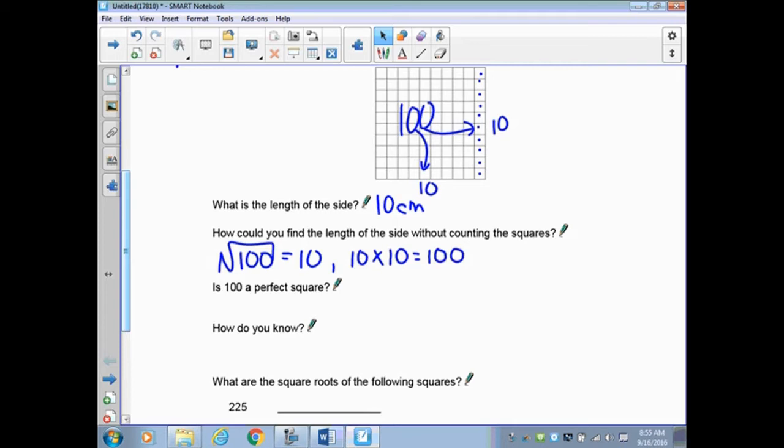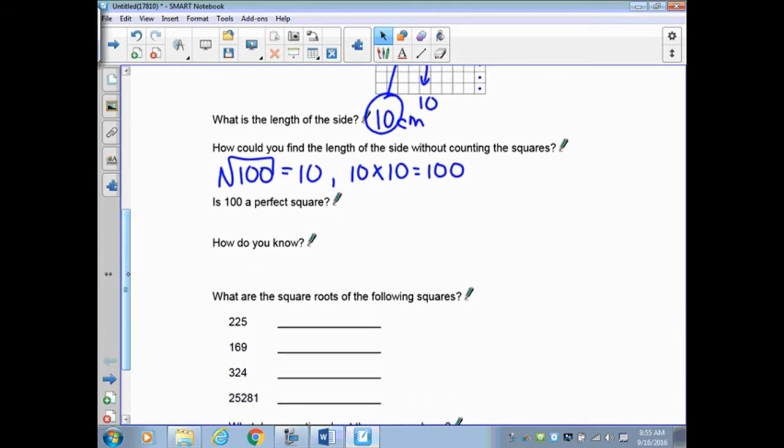Now, is 100 a perfect square? In grade 8, we learned that if you have the area of a square and the side lengths are whole numbers, 1, 2, 3, 4, 5, 6, 7, 8, 9, 10, with no decimals, then it is a perfect square. So is this a perfect square? Yes, it is. How do I know that? The side length is a whole number.